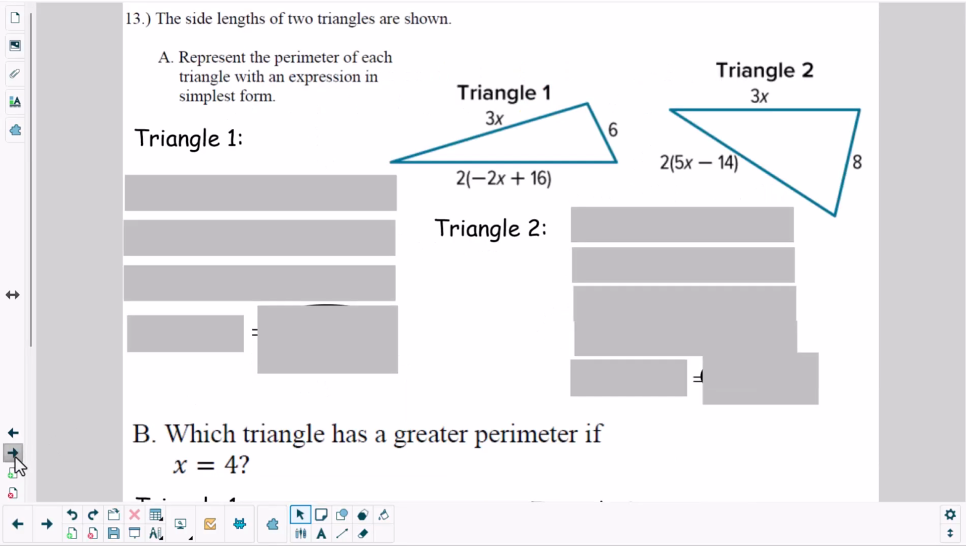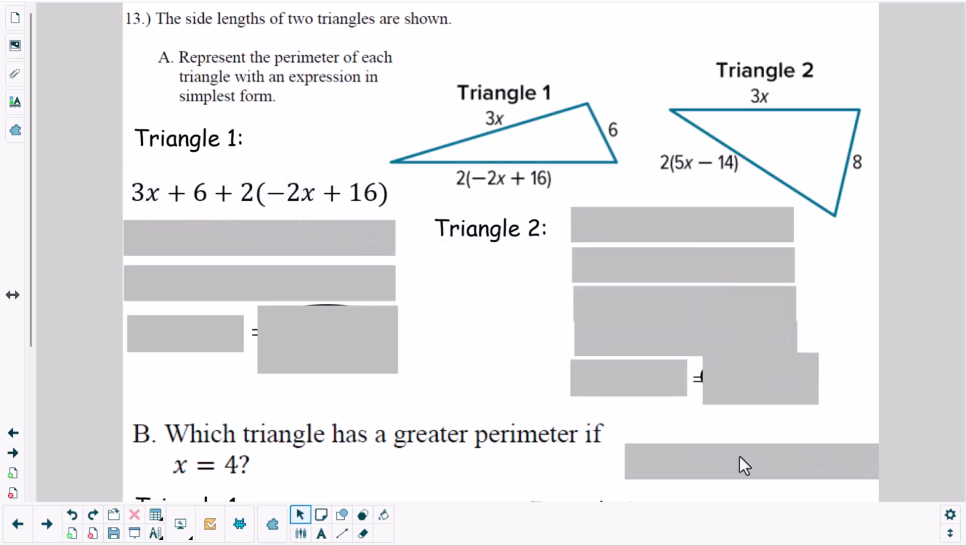Now, our book goes pretty complicated pretty quickly. So we have two triangles here, and the first thing that we want to do is represent the perimeter of each triangle with an expression in simplest form. So let's begin with triangle 1. So I'm going to add these three sides together, and I represented this with 3x plus 6, that's from these two sides, plus 2, and then in parentheses, negative 2x plus 16, which is this third side.